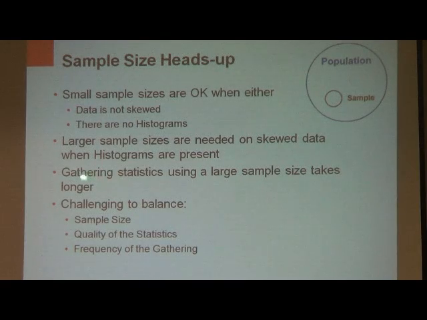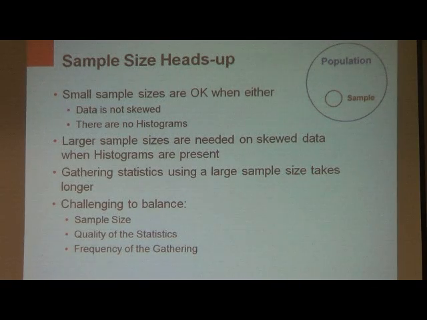Now, keep in mind that whenever you gather with a larger sample size and on top of that you have a histogram, it's going to take longer. So it's always a trade-off. Either you invest more time in gathering statistics and you get better quality on your statistics and therefore better plans, or you gather stats faster, lower quality, and lower quality of your execution plans.